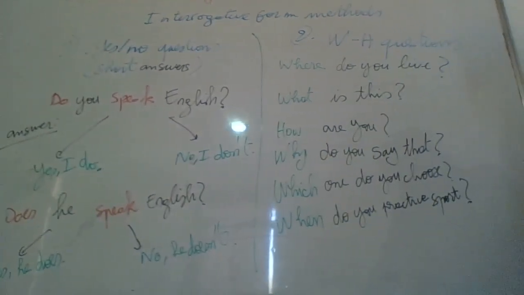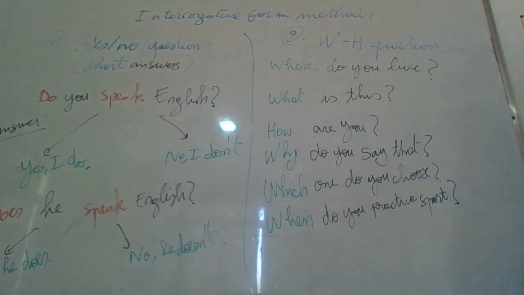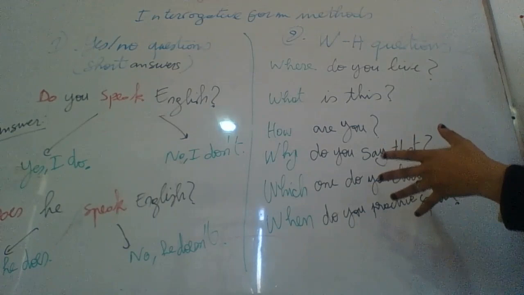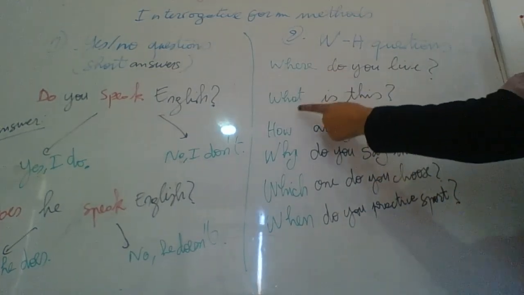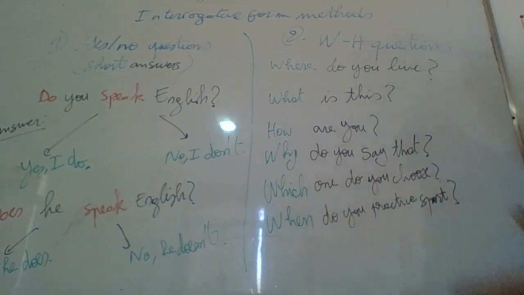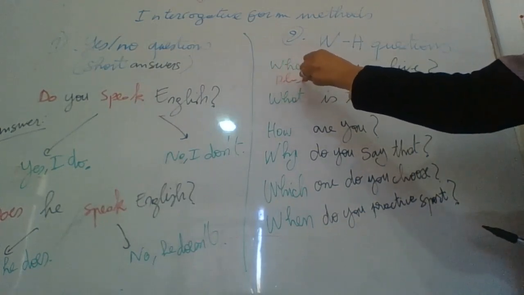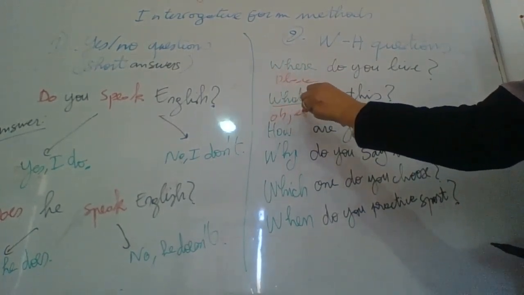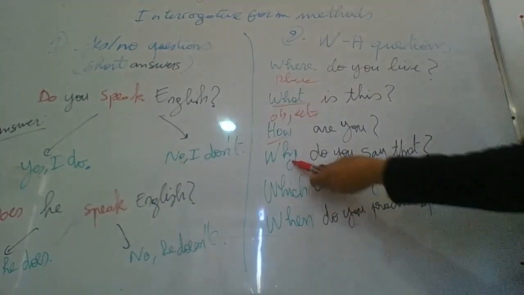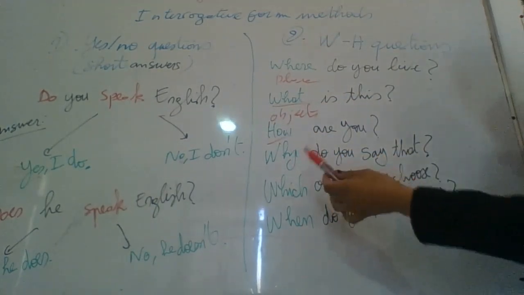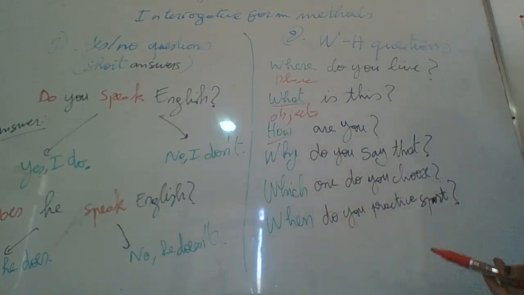Alright? And then let's move on to the second method, which is the WH questions. You know the WH questions or the WH words. The words in English for asking a question. And now where, what, how, why, which, when, and so on. Alright? For example, when I say where, I'm looking for the place. What? For example, I'm looking for objects. How? The method. Why? I'm looking for the reason. Which one? For example, I'm looking for choice. And when we are looking for time.